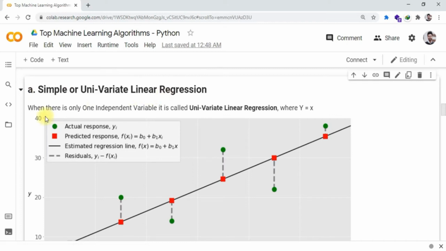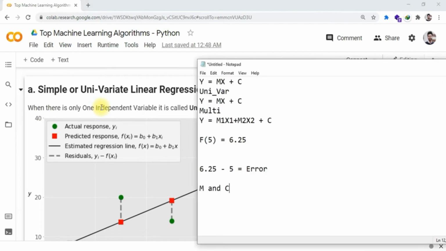Simple univariate linear regression is just the regression where there is only one independent variable and one dependent variable. It's just like we have the location of a house and we have the price. So the location of the house is the independent variable, and the price is the dependent variable. On the basis of the house, we are going to predict the price. So this is the scenario that I am going to explain here.